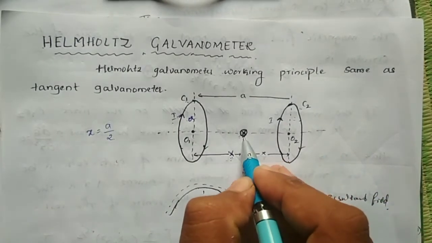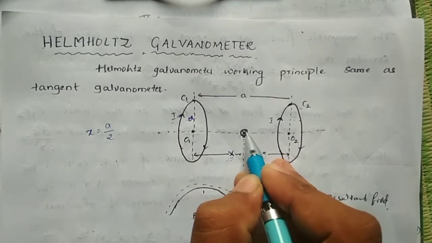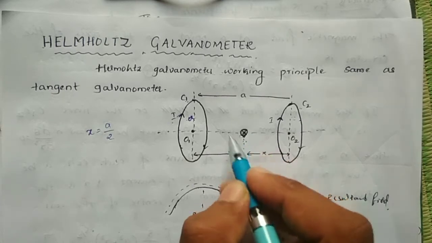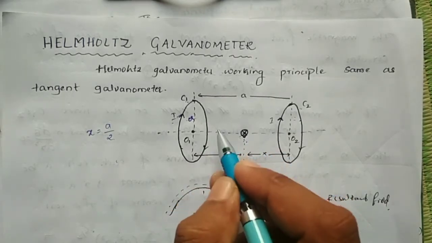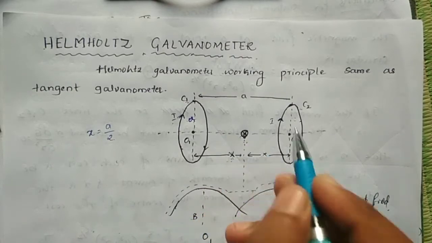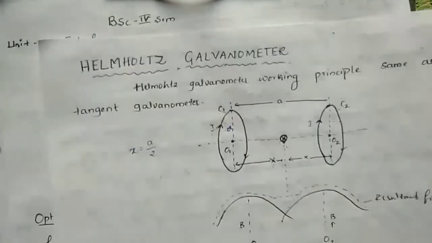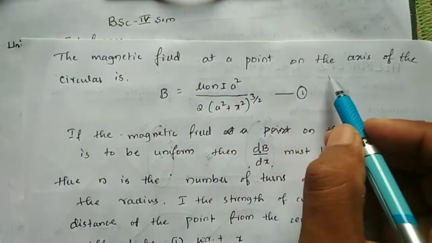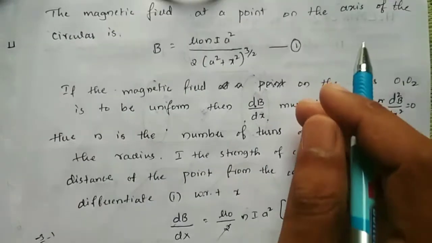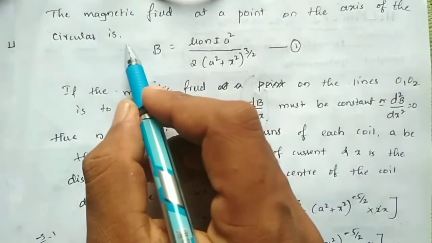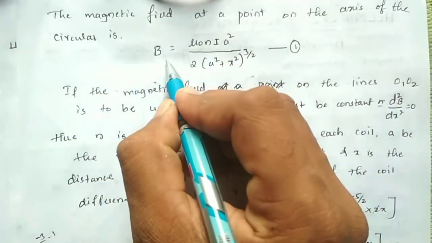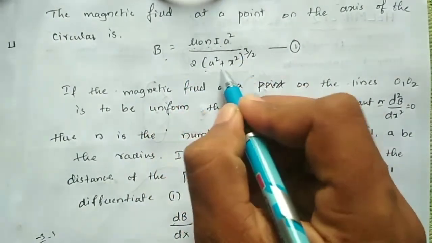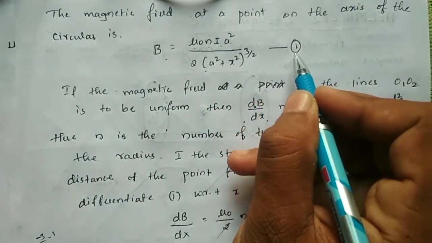When the compass shows the uniform magnetic field, at that time you know the current carrying loop has a magnetic field formula. The magnetic field at a point on the axis of the circular coil is B equal to mu naught N I A square divided by 2 times (A square plus X square) whole raised to 3 by 2, equation 1.